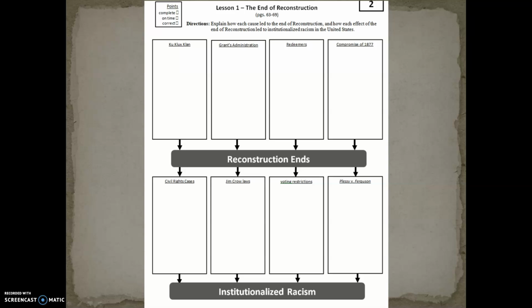The graphic organizer for this lesson includes 4 terms across the top that are all things that led to the end of Reconstruction, and 4 across the bottom that are all things that led to the institutionalization of racism, in other words, legal discrimination. Your job is to explain how. So, for example, the civil rights cases chipped away at the 14th Amendment of individuals.